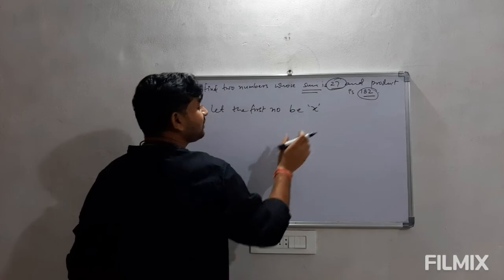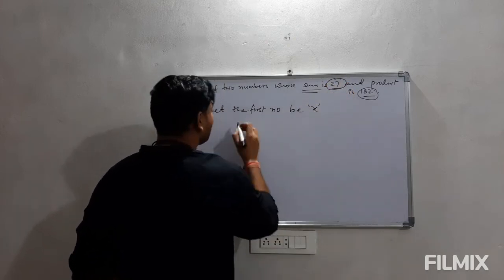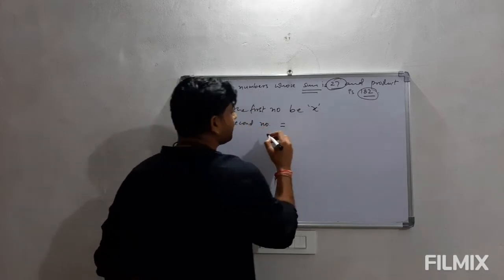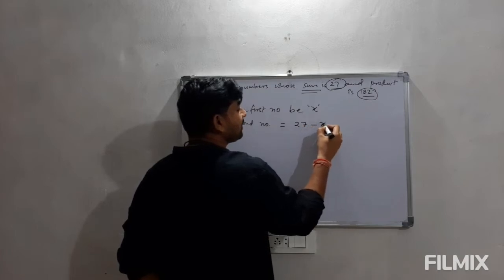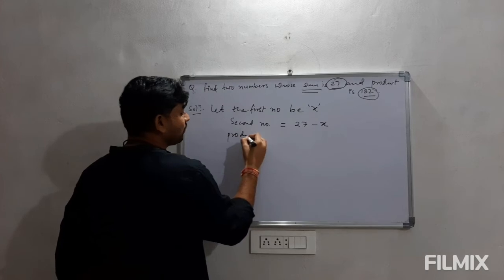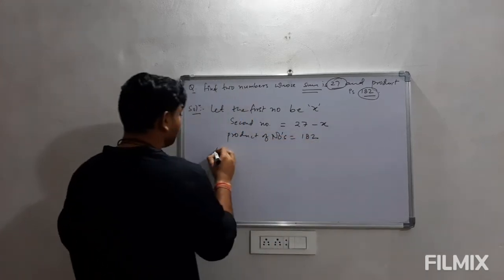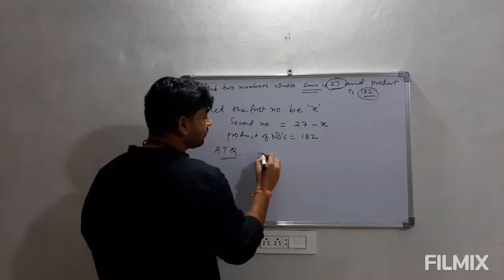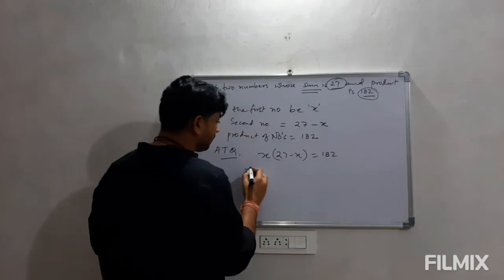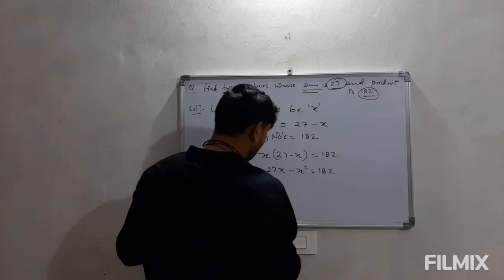Now the sum is 27. If one of them is x, the remaining will be total minus first number. So second number will be equals to total means 27 minus the first number, that is 27 minus x. Then we have product of numbers, that is equals to 182. So from this situation, according to the question, what we have, x into 27 minus x is equals to 182. If we multiply x, we get 27x minus x square is equals to 182.